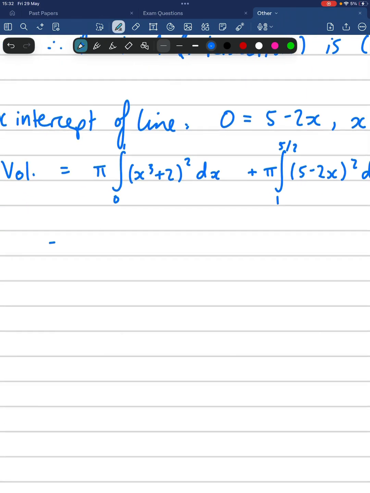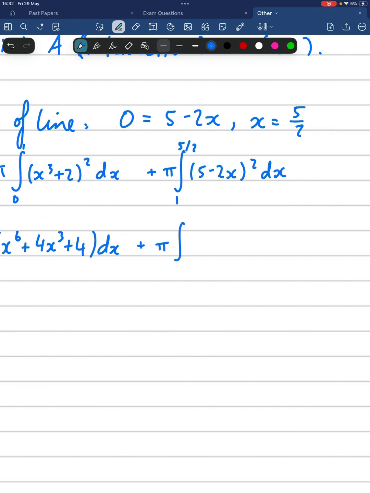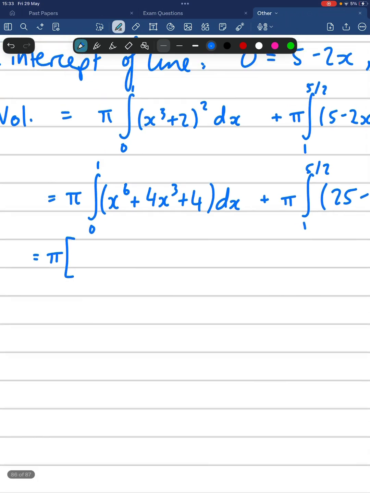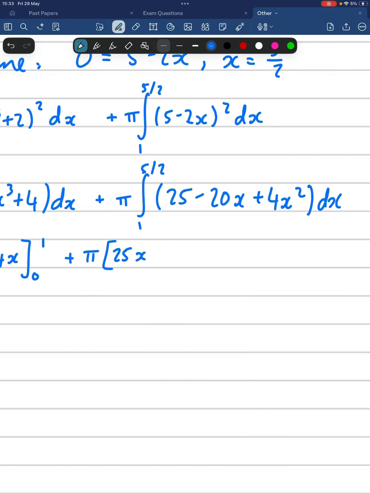Now we just compute these integrals, so pi lots of the integral from 0 to 1 of x to the power of 6, added to 4x cubed, added to 4 dx, added to pi lots of the integral from 1 to 5 over 2 of 25 minus 20x plus 4x squared dx. Alright, now this equals pi lots of x to the 7 over 7, added to x to the power 4, added to 4x, between 0 and 1, added to pi lots of 25x minus 10x squared plus 4 thirds x cubed, between 1 and 5 over 2.